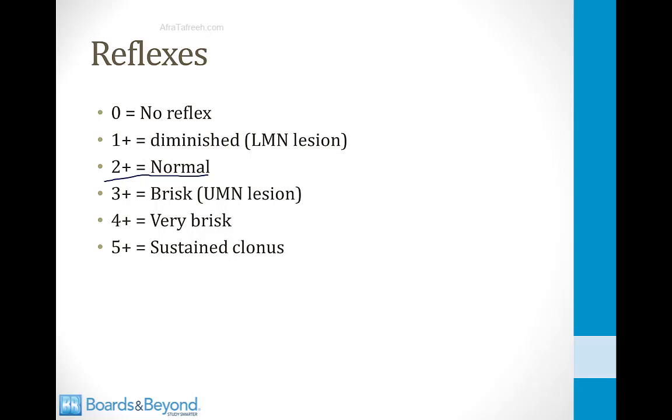Now importantly, we'll talk about this in other modules, but when you have a lower motor neuron lesion, you get diminished reflexes, and that will be described for you in board questions as a 1+ reflex. When you have an upper motor neuron lesion, you get brisk reflexes, sometimes called hyperreflexia, and this will be described in a question as a 3+ reflex. So become very familiar with this scale so that when you're told what the reflex is on a number scale, you can tell whether it's diminished or brisk.